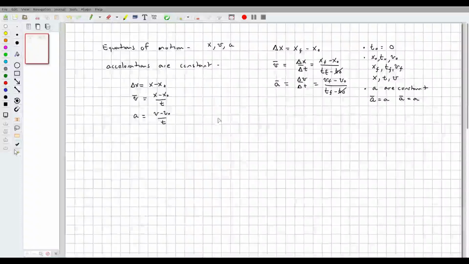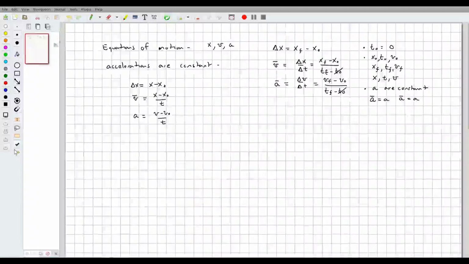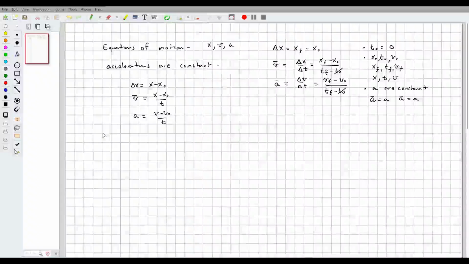Now, what I'd like to do is to take these three equations and apply them to a thought experiment, a simple problem that's a little more abstract than what we're used to. So let me draw a coordinate system and I'll talk you through it.